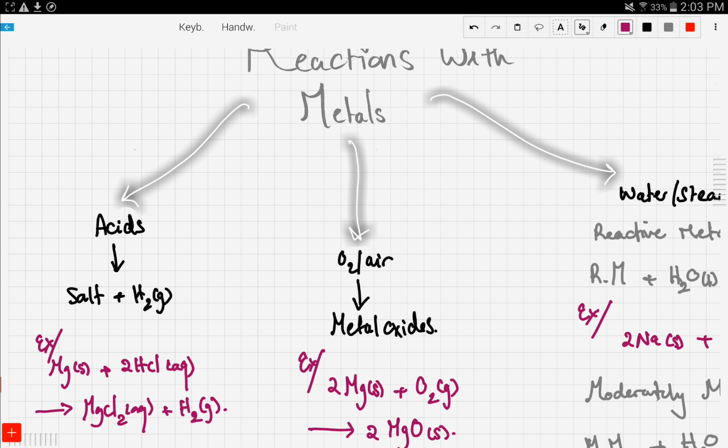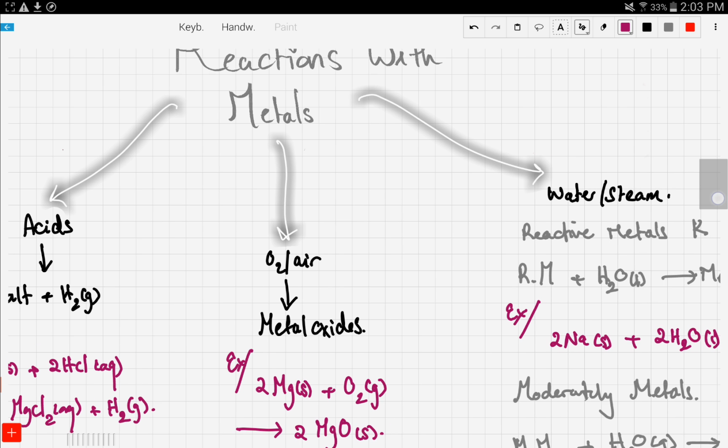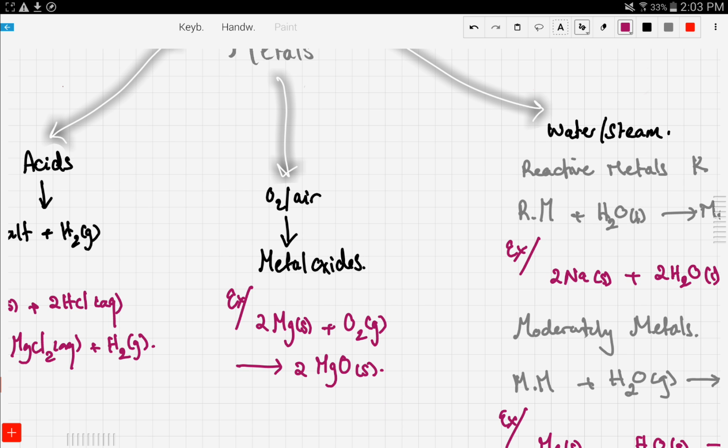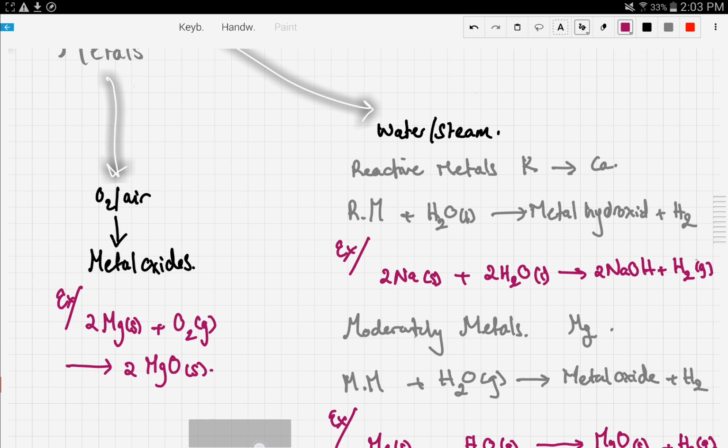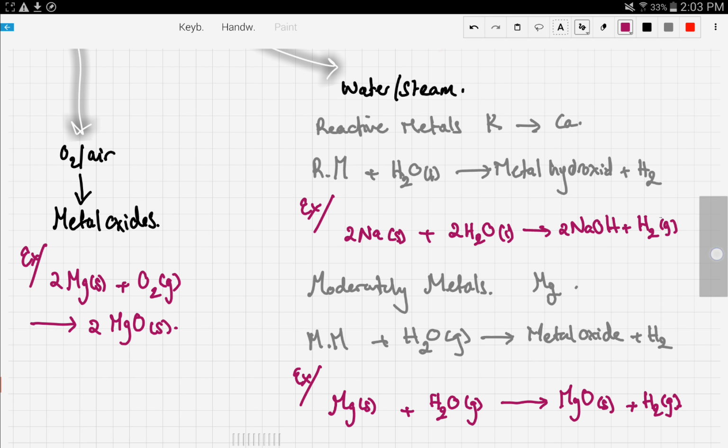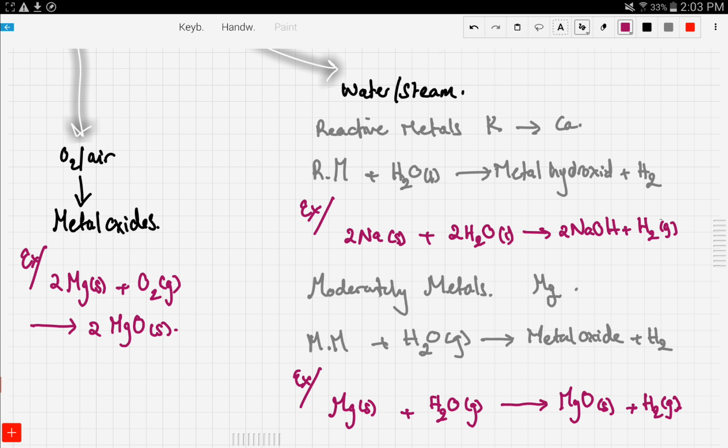Now, the second thing we looked at is the reaction with oxygen. And oxygen is present in the air. So if we leave a piece of magnesium out in the open, it reacts with the oxygen, creating magnesium oxide. Now, lastly, we said metals react differently with water and steam. Well, reactive metals react faster with water to give metal hydroxide plus hydrogen gas, and moderately reactive metals react with steam to produce metal oxide plus hydrogen gas.